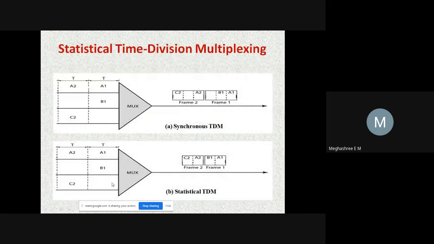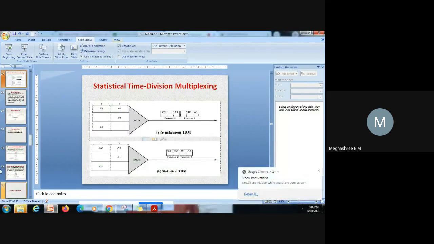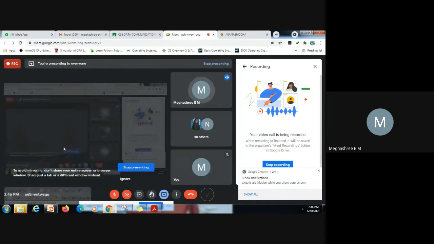When it comes to statistical, since data is not there in these places, the slots are not reserved for them. If any data is present in a time slot, then only will an output time slot be assigned. If it is not there, then the slot will not be assigned. So that is about statistical time division multiplexing. I hope it's clear. That is what I wanted to discuss about time division multiplexing.